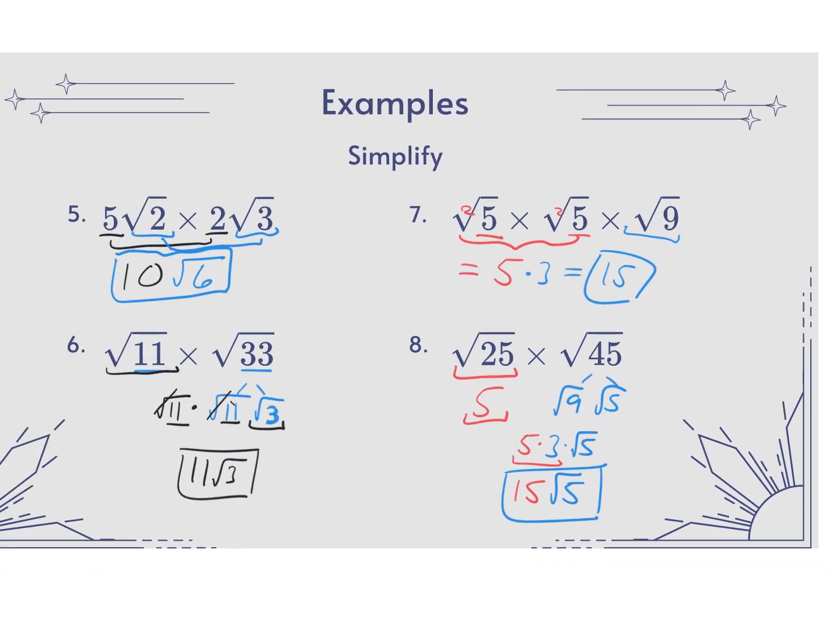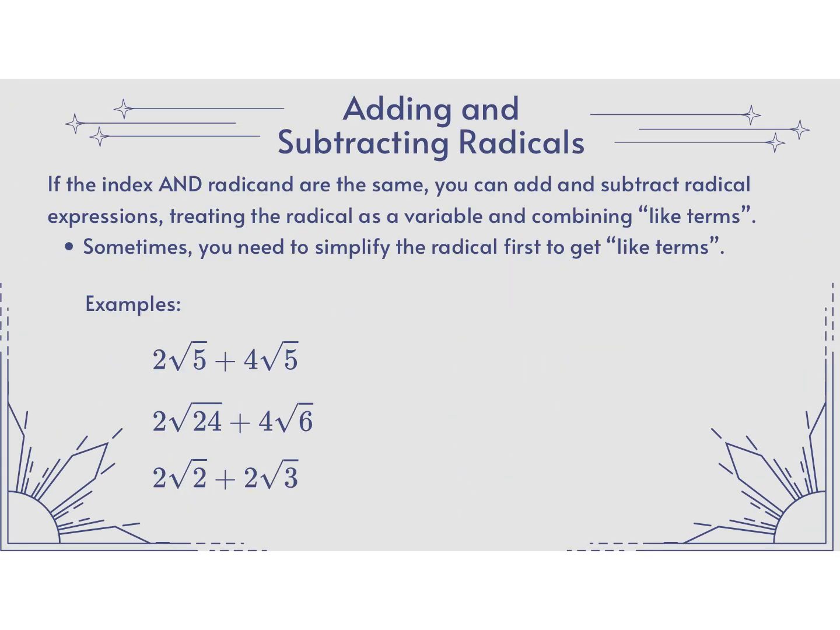All right, so hopefully not too bad. Now when you're adding and subtracting, you need the index and the radicand to be the same. If this is the case, you can add and subtract radical expressions. You can treat the radical as a variable, and you can combine like terms. Sometimes you need to simplify the radical first to get your like terms, or I guess your like radicals.